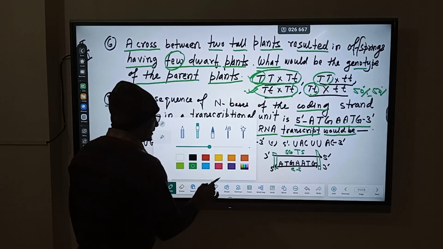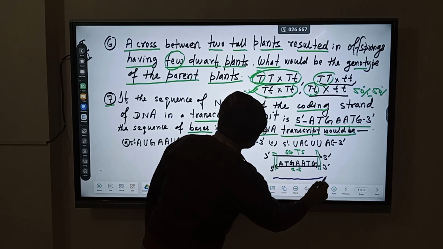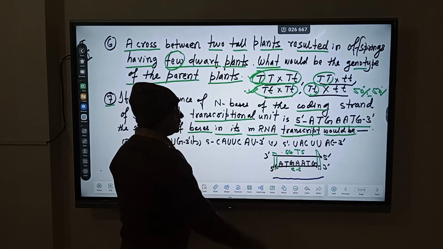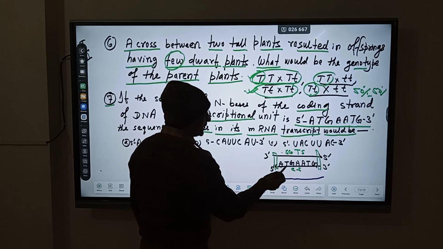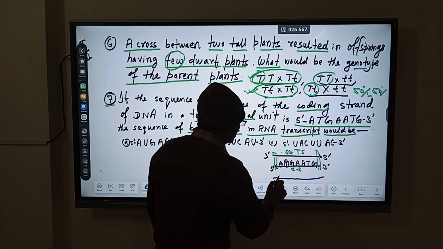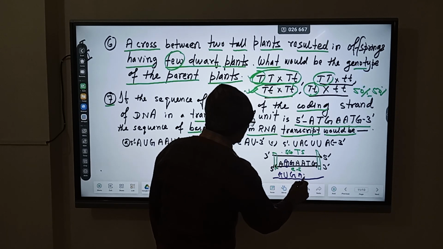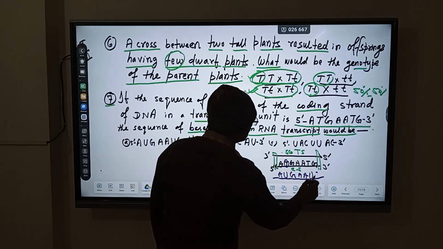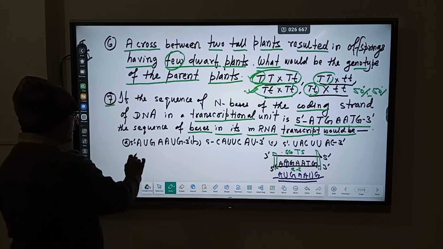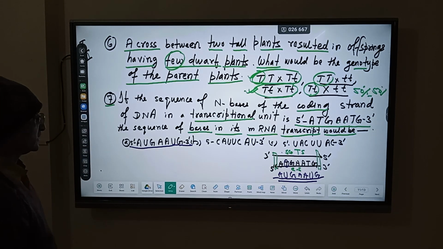And the messenger RNA transcribed is complementary to the template strand, but equivalent to the coding strand, except that in the place of thymine there will be uracil. So your correct answer will be A, U, G, A, U, and G. So this option, if present, will be the correct answer. In this case, option A is the correct one.